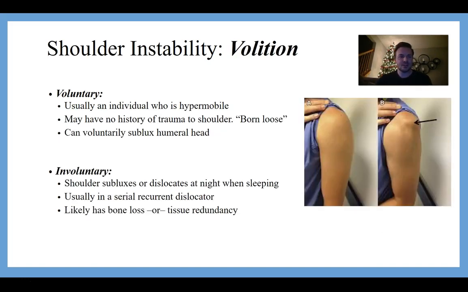And then finally, here's volition. So you have someone who can voluntarily or involuntarily sublux their shoulder. And there's maybe someone in class that's like this. So these are your born loose people. You can take a look at this slide, of course, and then try this on yourself.